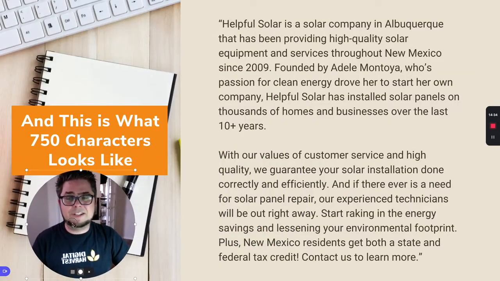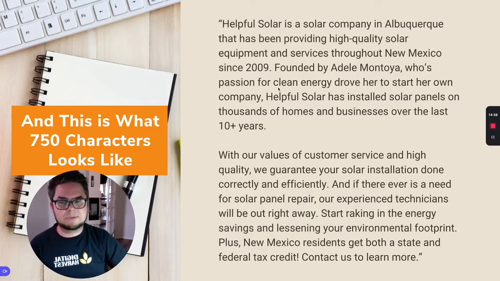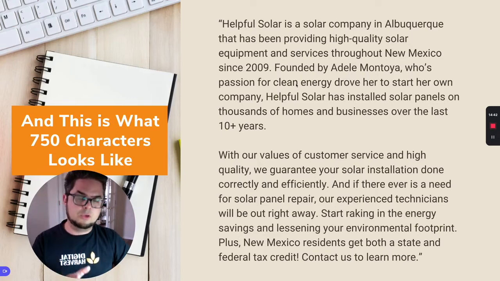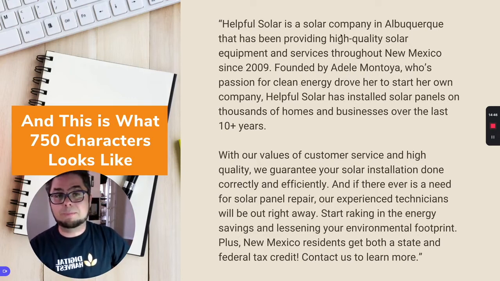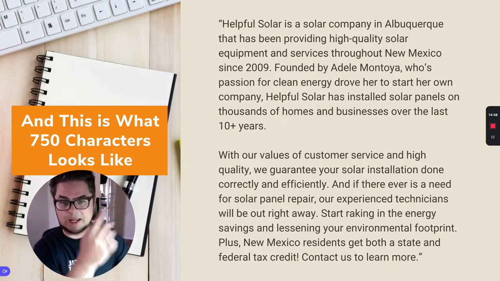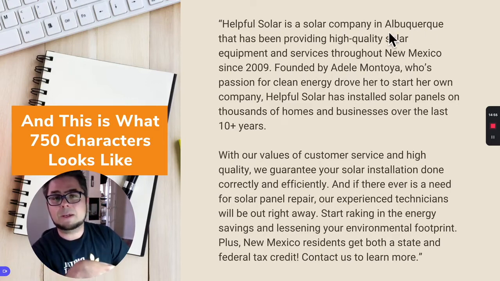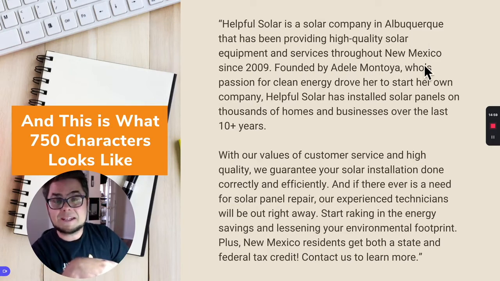This is what 750 characters actually looks like. This is a lot of space. And I want to point out some of the key places here that you want to include for your Google business profile for your solar company. So firstly, we use the word solar company, we use the word solar, we use the word energy and efficiency all throughout this description. That's a good thing. We also use the city where the business is located. That's a good thing. We also use the state where the business is located. That's another good thing. I'm going to keep saying that over and over.